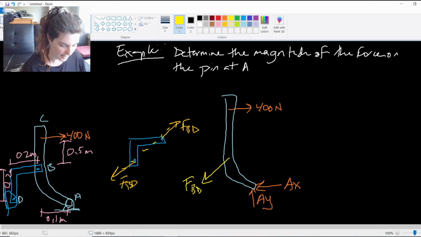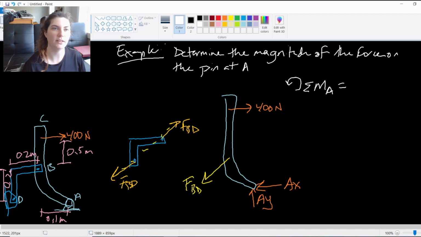So I'm going to go ahead and do my moment first, now that I have my free body diagram. I'm going to take a counterclockwise positive sum of moments about point A. Right, so that should enable me to find what FBD is. Because I have 400 newtons, I've got FBD, I should be able to take the moment and figure out what that is.